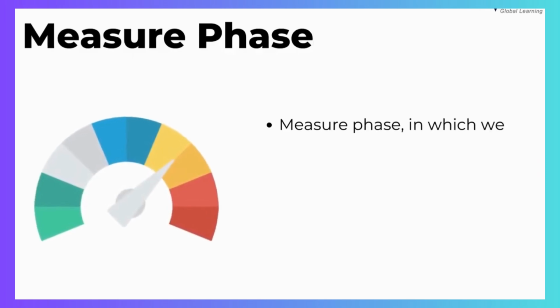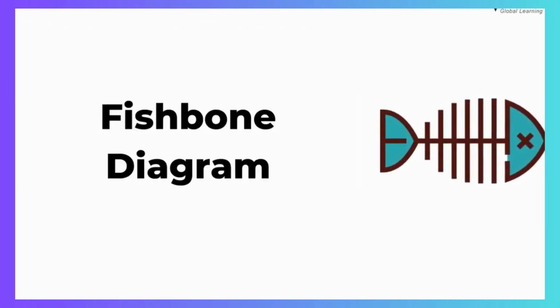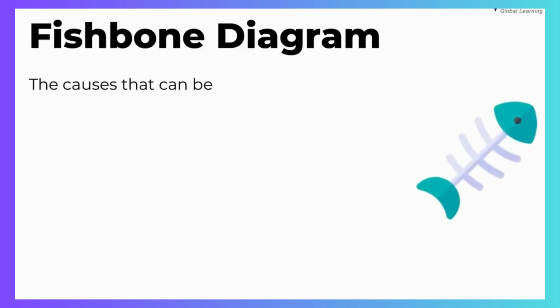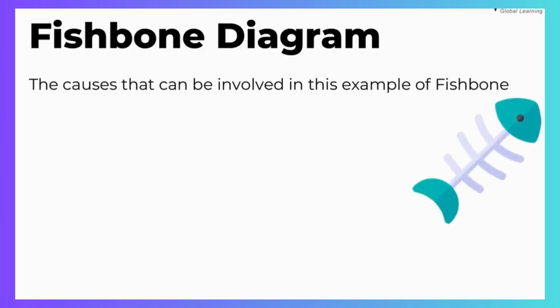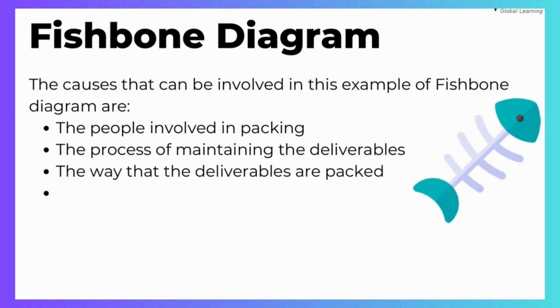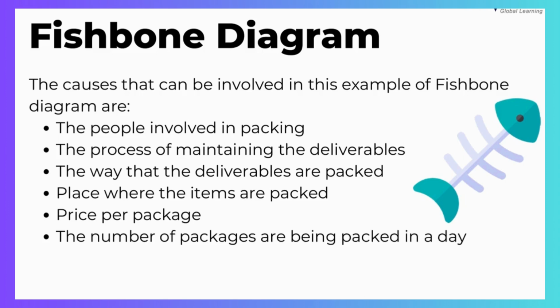Now, we will start with the measure phase, in which we will understand the effects and causes of the process. Now, we will try to understand the fishbone diagram for this scenario. The causes that can be involved in this example of fishbone diagram are the people involved in packing, the process of maintaining the deliverables, the way that the deliverables are packed, the place where the items are packed, the price per package, and the number of packages being packed in a day.